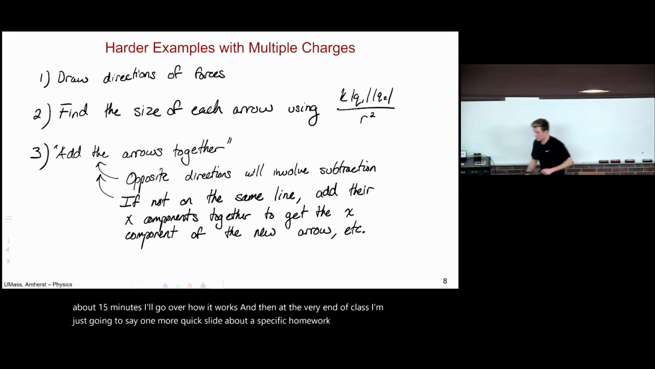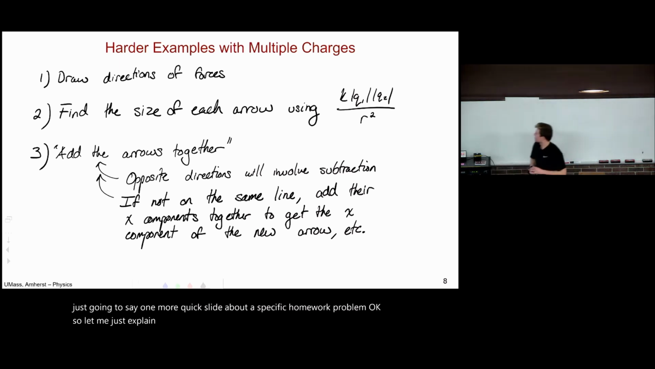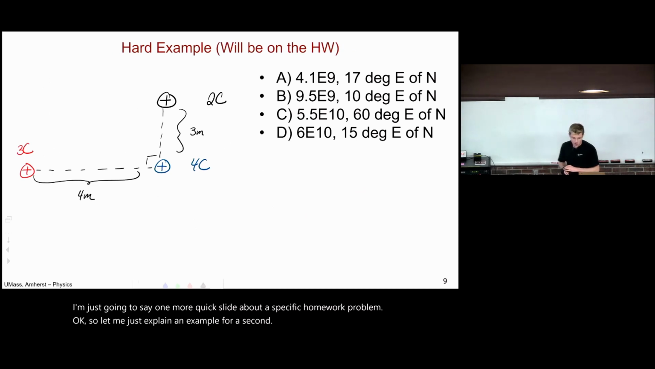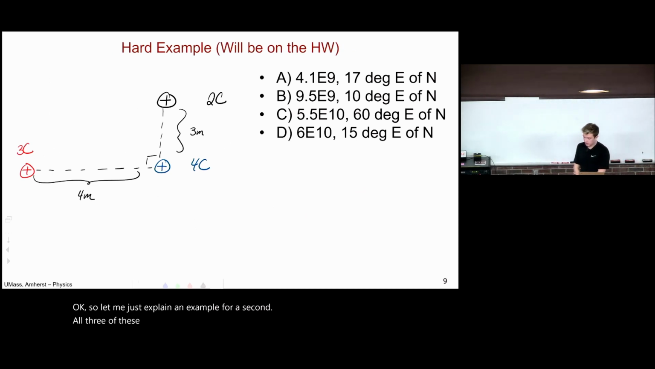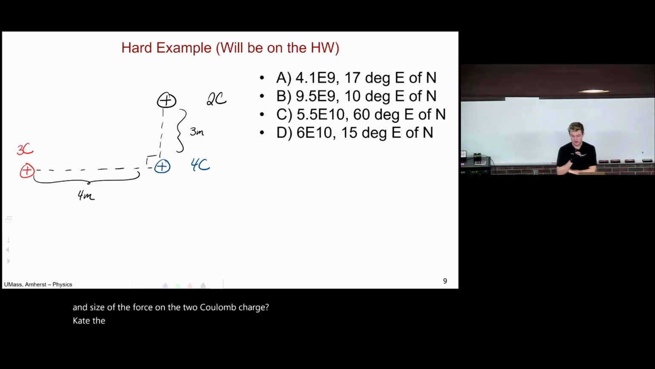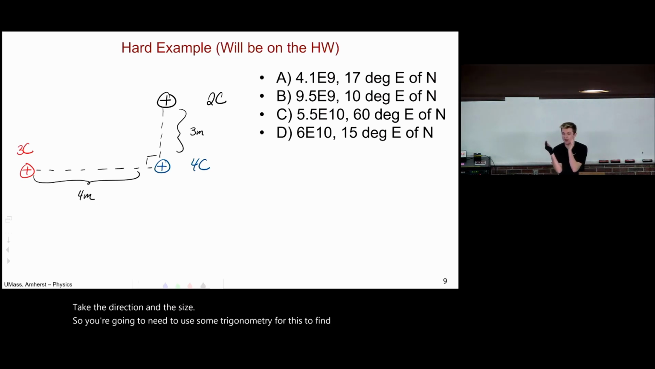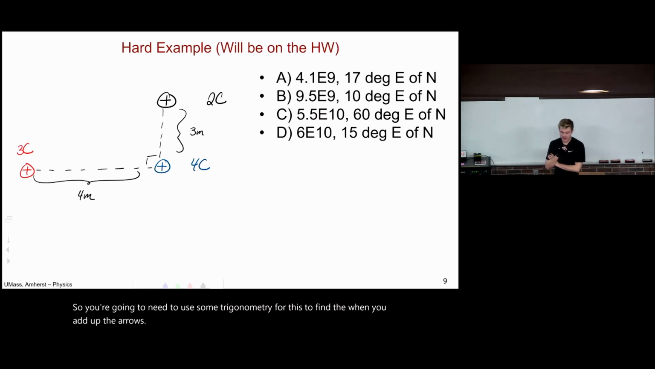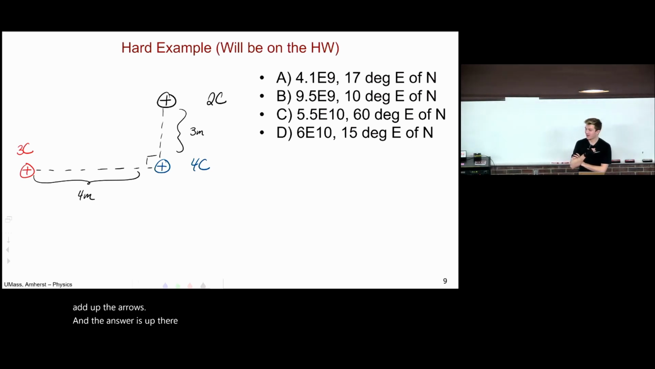Okay, so let me just explain the example for a second. All 3 of these are positive charges. And I'm asking you, what is the direction and size of the force on the 2 Coulomb charge? The direction and the size. So you're going to need to use some trigonometry to find it when you actually add up the arrows. And the answer is up there as far as I know. Hopefully I'll get it right this time, even though I do these beforehand.